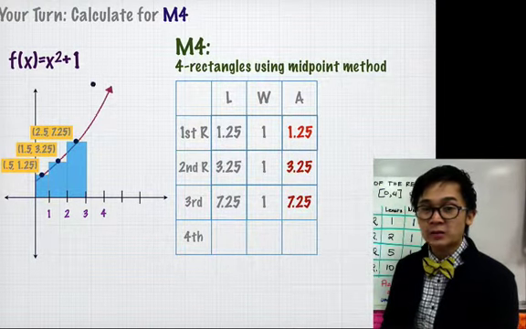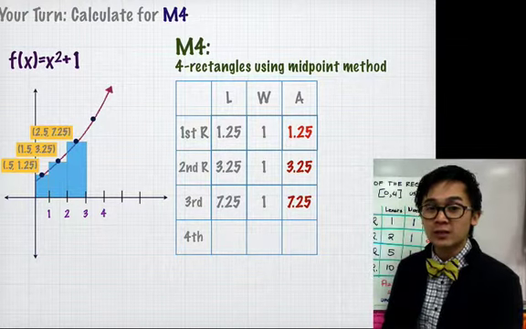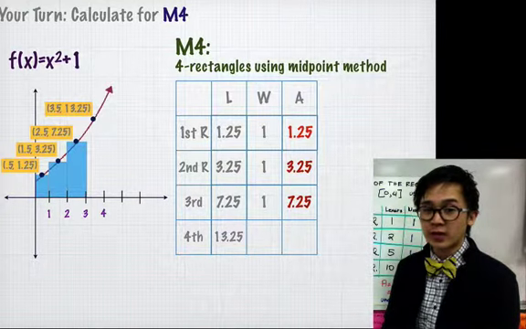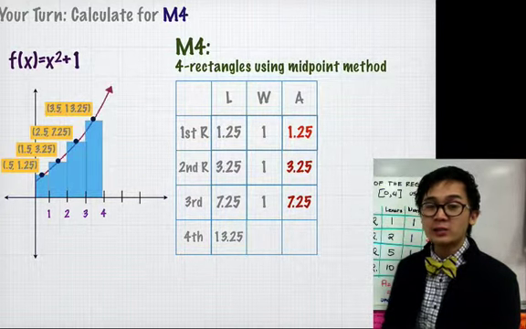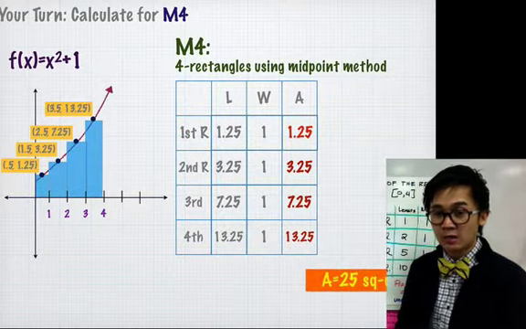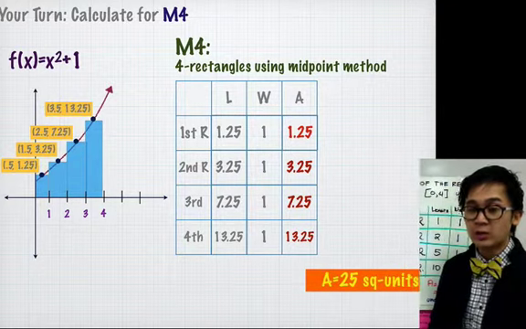Ang nagbabago lang is yung height ngayon ng ating rectangle, na ngayon na gumagamit tayo ng midpoint method, ang ating mga length decimal value na. So we have 13.25 doon sa last rectangle with a width of 1, which gives us 13.25. Now to find the area, just add them all up and you'll get 25 square units.